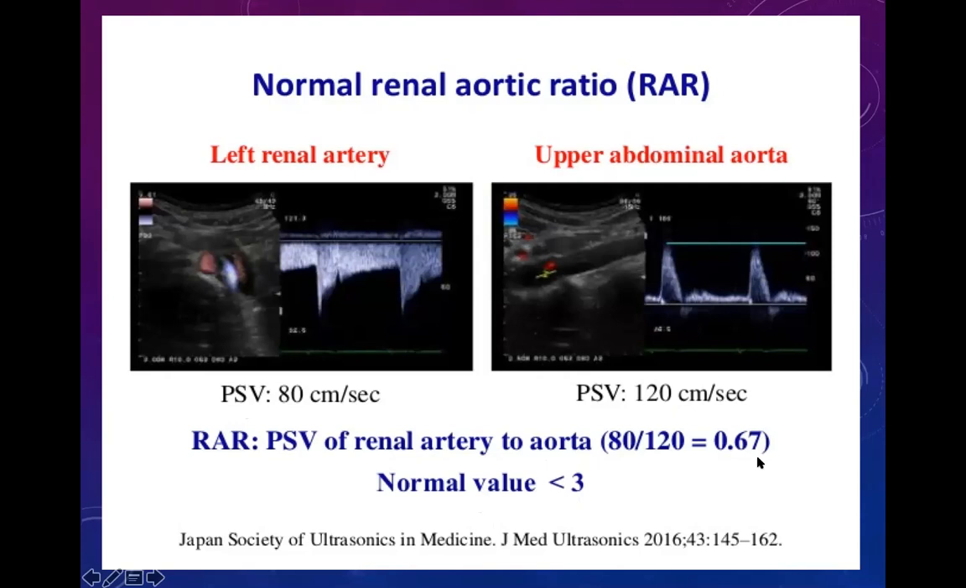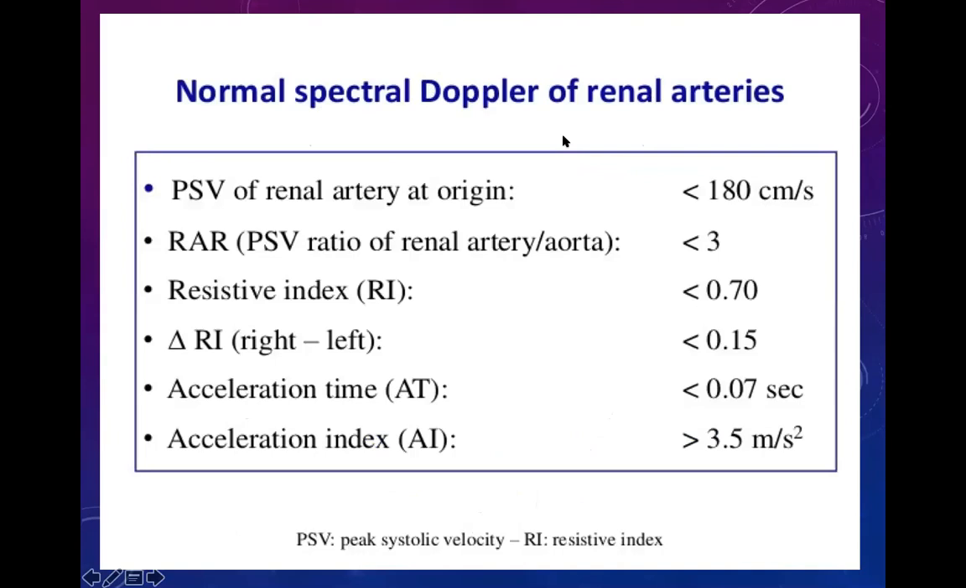The aorta will always have, that's pretty obvious, a greater PSV. So normal value should always be less than 3 in an RAR. So spectral Doppler of renal arteries: PSV of renal artery at origin will be less than 180. RAR, as we talked about, should be less than 3. RI should be less than 0.7. RI right to left, the difference should be less than 0.15. The acceleration time should be less than 70 milliseconds. And acceleration index should be more than 3.5 meters per second. These are the normal values that you have to know.